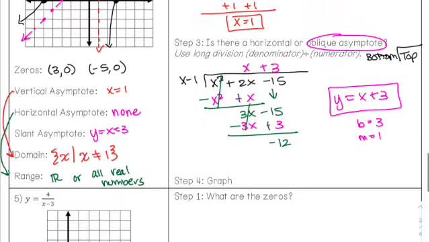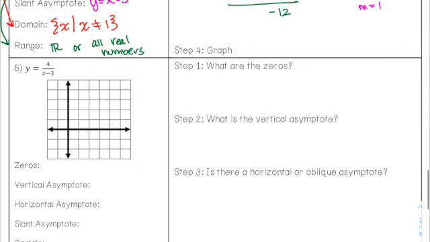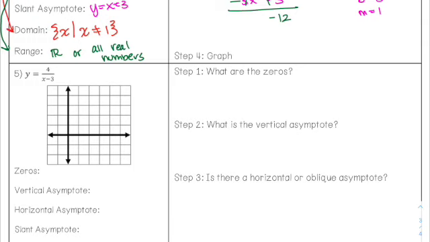Let's go ahead and try example 5. So on example 5, we want to know what the zeros are. To find the zeros, you set your numerator equal to 0 and solve. So my numerator is 4. So I'm going to have 4 = 0. Well, 4 = 0 is a false statement. So that means I do not have any zeros, meaning that this never crosses our x-axis.